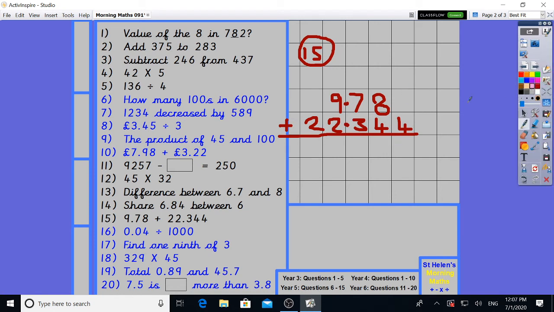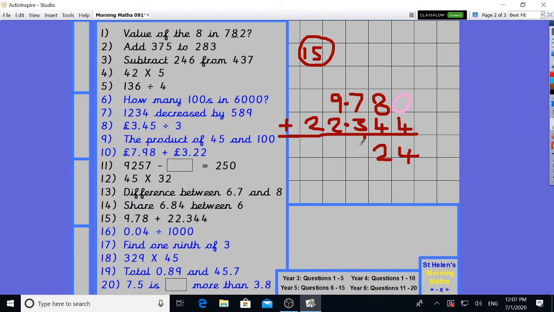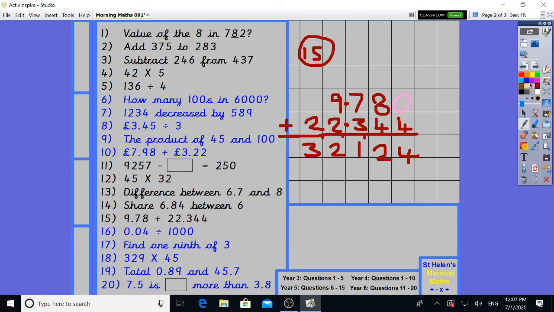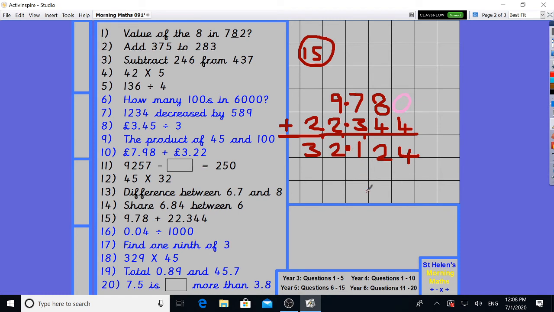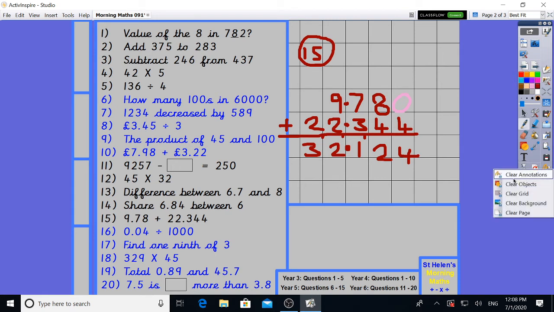You could place a 0 here if you want. A light pink 0 there. 4, 12, 11, 12. Oh, I did that a bit quick. Is that right? 12 carry the 1. That makes it 11. Carry the 1. 9 plus 2 is 11 plus 1 is 12. 3, yeah. Well, that's not right yet, is it? One very little but very important thing. 32.124. And it's time for Year 6.